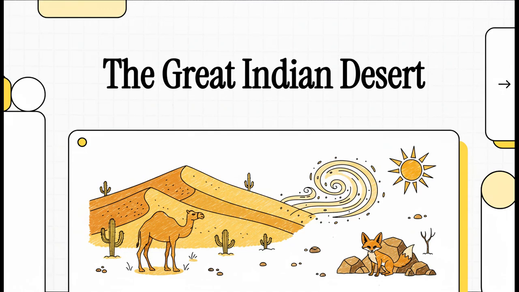Hello, everyone. Today, we're going to explore a very special part of our country, a land of endless sand and, well, a lot of sun. We're talking about the Great Indian Desert, which you might also know as the Thar Desert. It's a place where nature's power is on full display, shaping everything you see. So, are you ready? Let's begin.